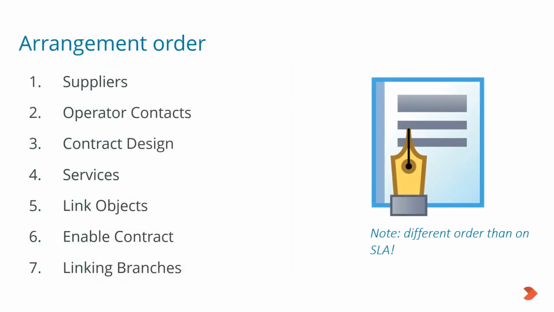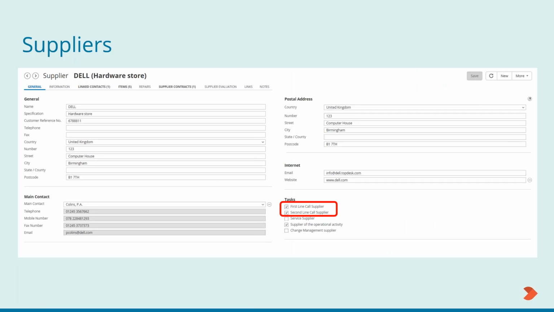So these are going to be our 7 steps. And by the end of step 7, we should have an active contract within TOPdesk. So step 1, our suppliers. So to start with, we need to create a supplier card within supporting files. And I've noted there to ensure that the supplier has the relevant tasks.